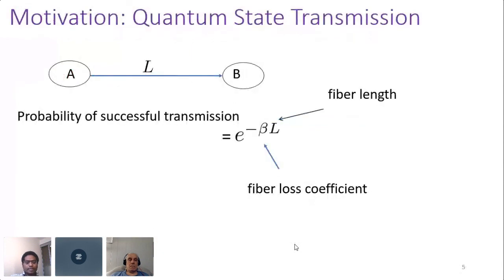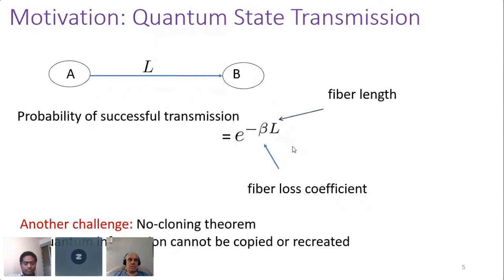We could create an entangled state by directly transmitting photons through a fiber optic channel from one user to another. But the main challenge is that the probability of successfully transmitting photons decreases exponentially with the length of the channel. So this is one challenge in creating entangled states for users which are separated by long distances.